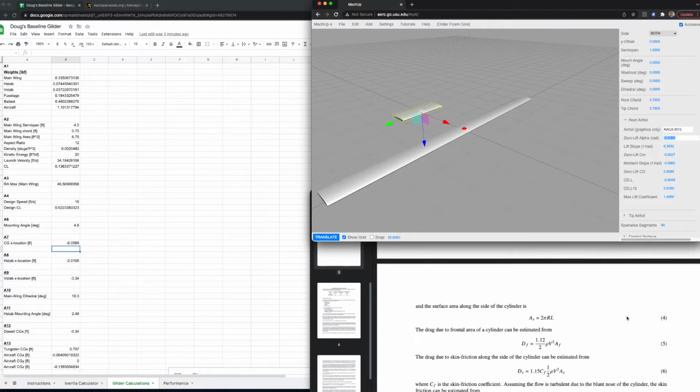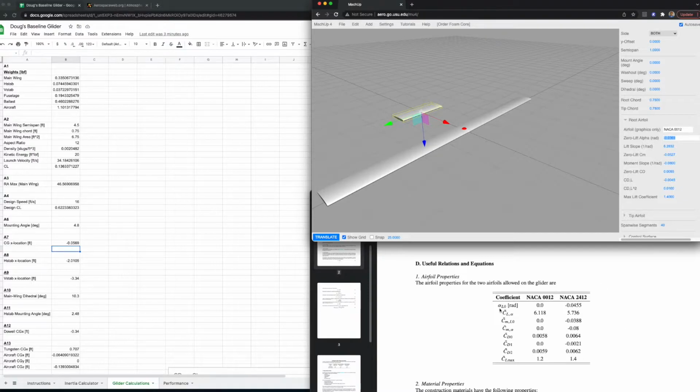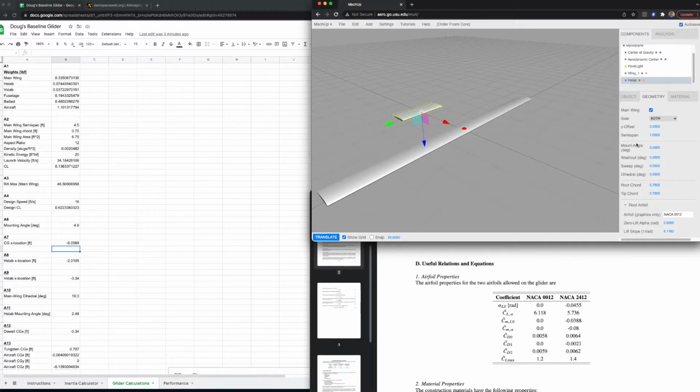So let's come back up here to where the airfoil information is given. So it's got a zero lift angle of attack of 0. That makes sense because it's a symmetric airfoil. It's got a lift slope of 6.118. Then we have a couple more zeros because it's a symmetric airfoil, and then 0.0058, a 0, and 0.0059. So I just pulled those numbers right off of here, okay, and then a maximum lift coefficient of 1.2. And then the tip airfoil is the same as the root airfoil. It's NACA 0012 all the way across.